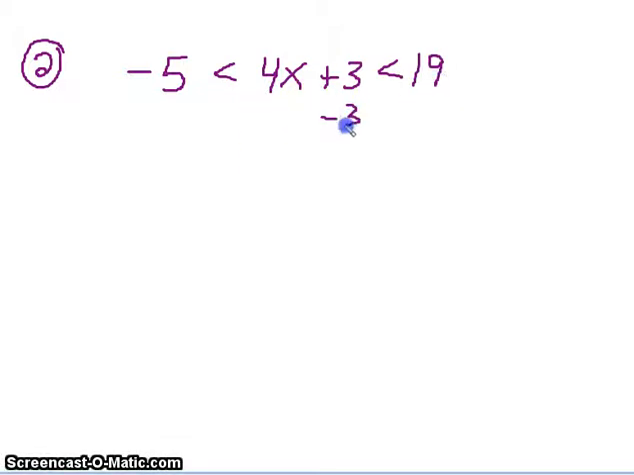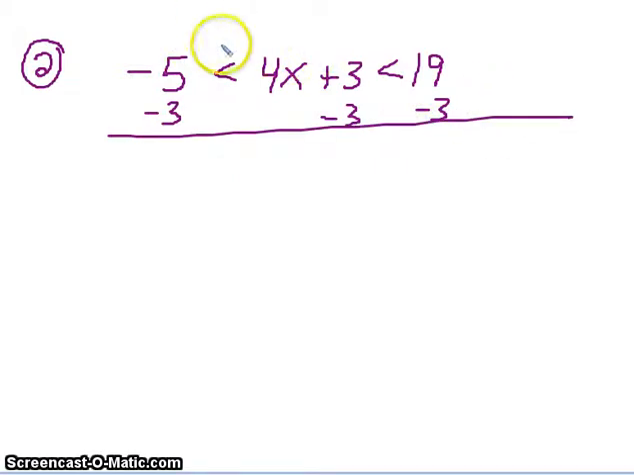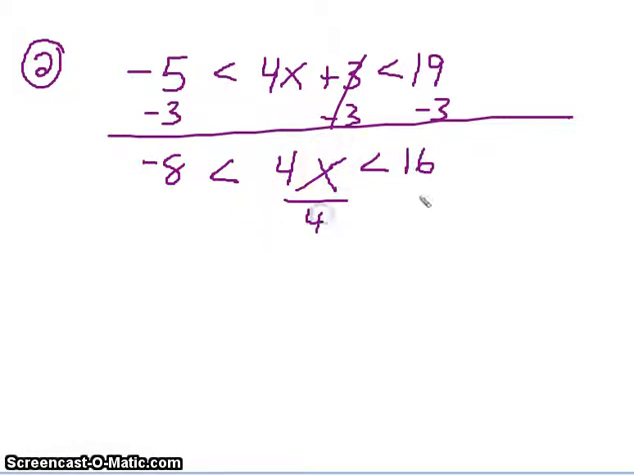Number 2 for a compound inequality is going to be negative 5 is less than 4x plus 3 is less than 19. We're going to subtract 3 from all 3 spots because we have one inequality to the left and then one inequality to the right. So we have to take care of all 3 spots. And that's going to give me negative 8 is less than 4x, because these cancel out, is less than 16. And then we divide everything by 4.